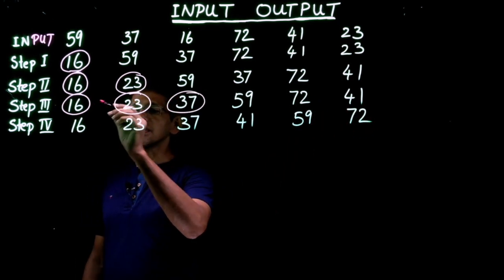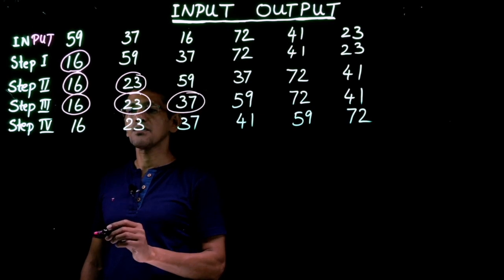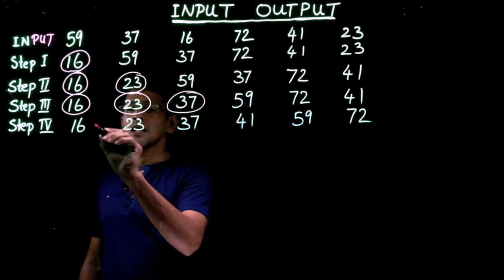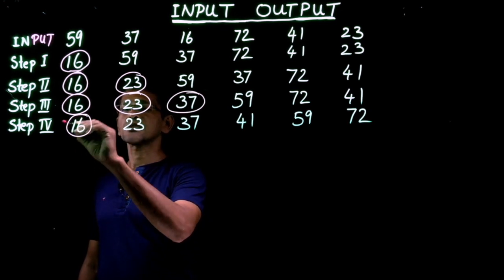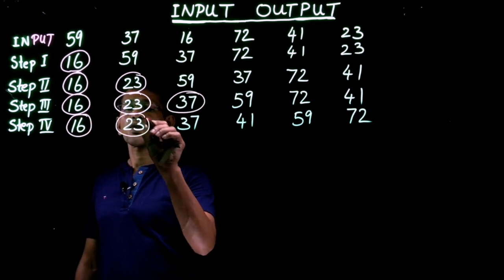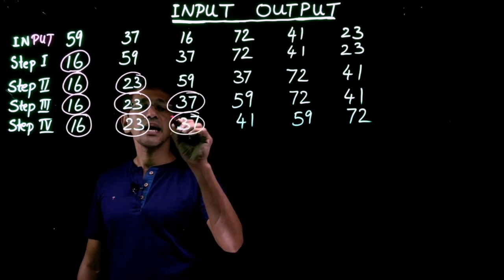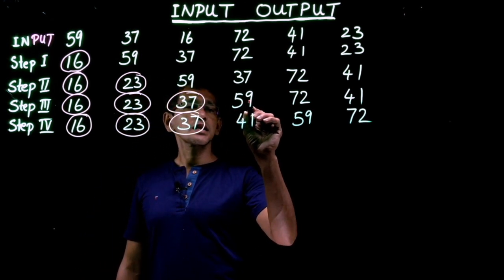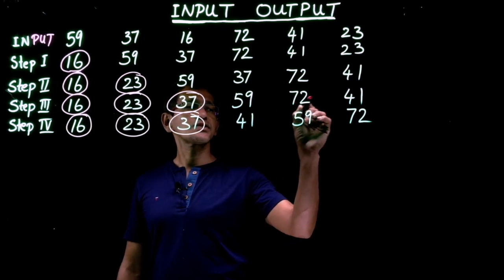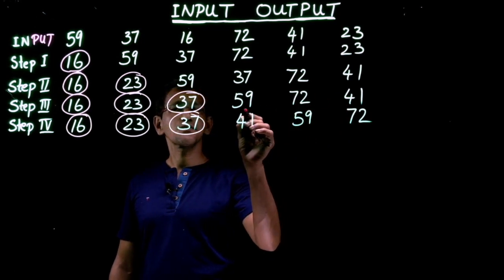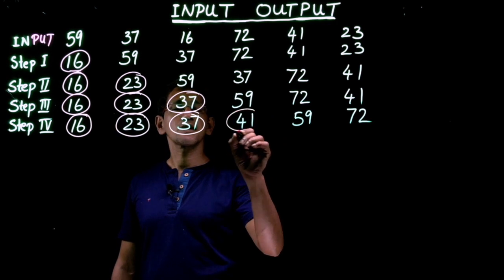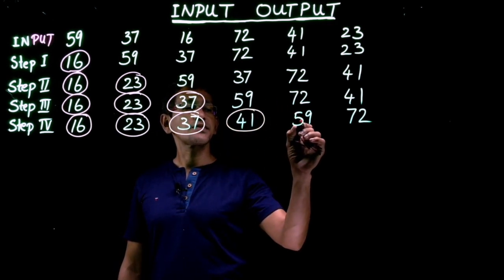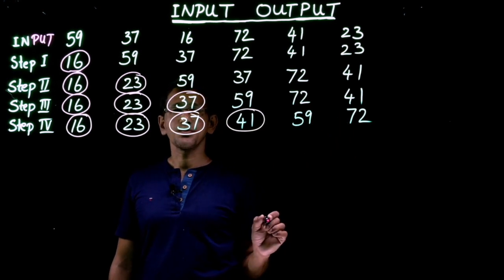Well, step 3 to step 4. What exactly is happening over there? Step 3 we have 16, 23 and 37. And step 4 we have 16, 23, 37 as it is. Then among the next 3 numbers 59, 72 and 41, the smallest number is 41. So we have 41 here. Now the other 2 numbers are 59 and 72.